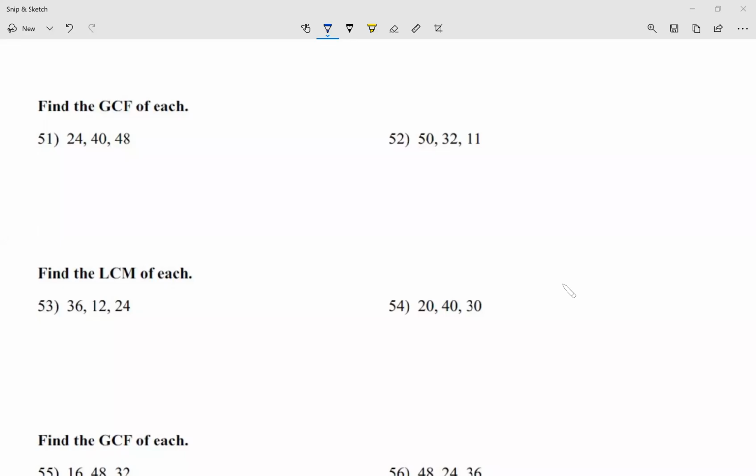Okay, so we're finishing the unit this week. So let's start reviewing questions 51 through 54. We're going to review greatest common factor and least common multiple.